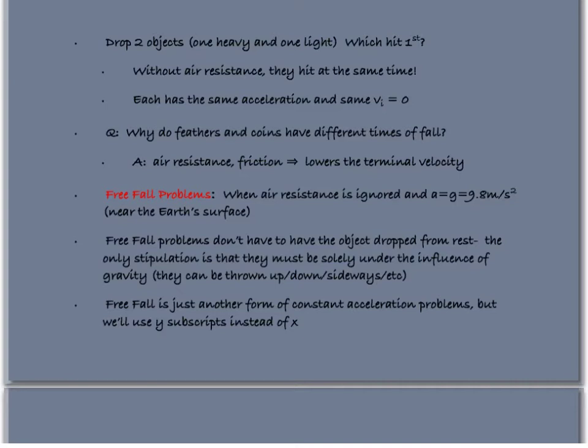But when we ignore air resistance, or when air resistance is negligible, that's when we have what we call a free fall problem. Free fall is when air resistance is ignored and your acceleration is that acceleration due to gravity, which is about 9.8 meters per second squared anytime you're near the surface of Earth. Now this particular model works for lots of different types of problems. It's actually a great approximation that we can use, and it simplifies problems a little bit.